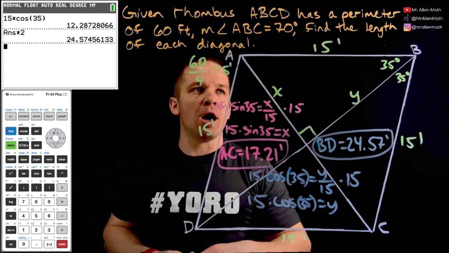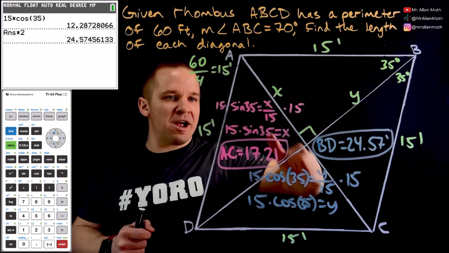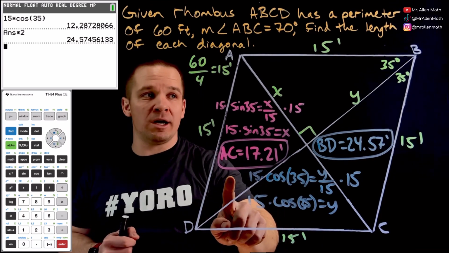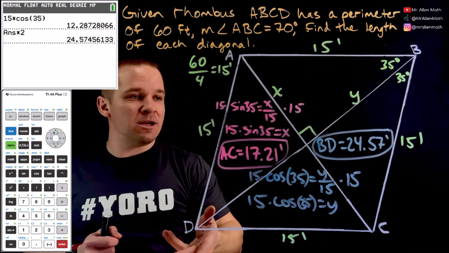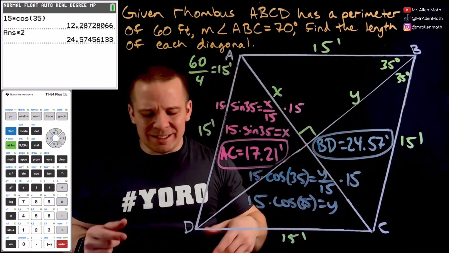All right, there we go. Did we answer everything we want? Find the length of each diagonal. We have this diagonal here, AC, is 17.21. I've got this diagonal right here, BD, which is 24.57. I got both. We did it. We got tricky with it.